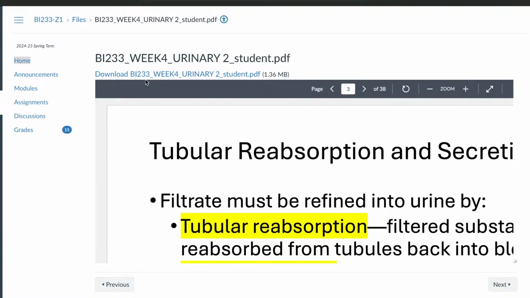This is week 4, urinary system. Only 38 slides, so this is going to be a quicker one for you guys.